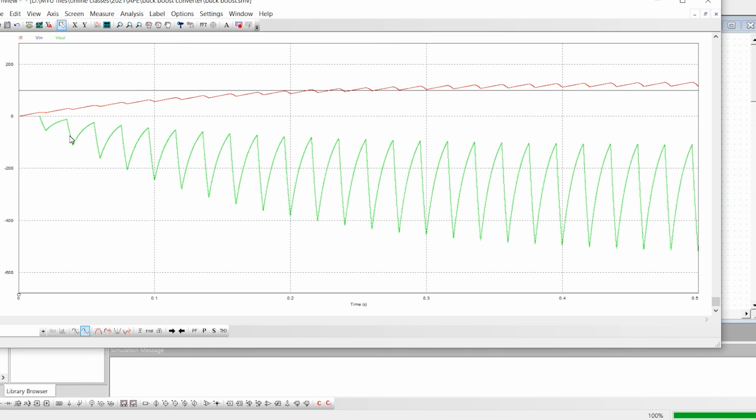During inductor discharge, the value of the output voltage increases. From here, through the capacitor, it decreases again, and then inductor discharge like this. Okay, this is the graph.